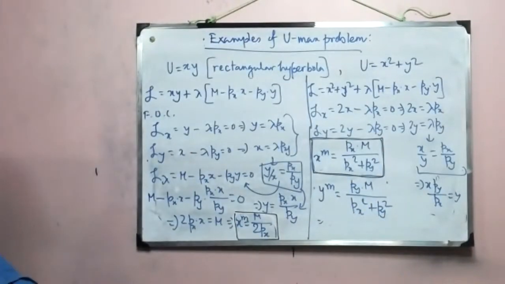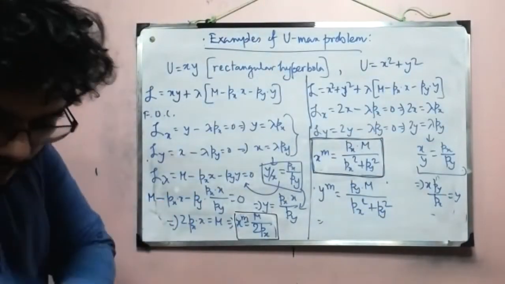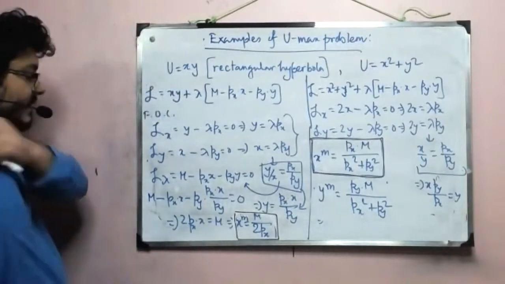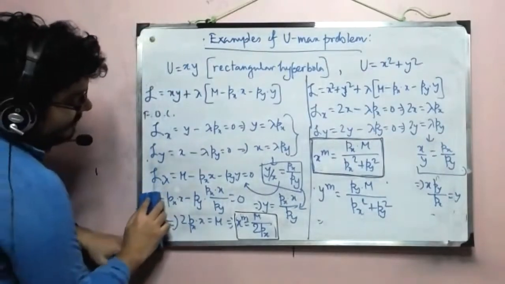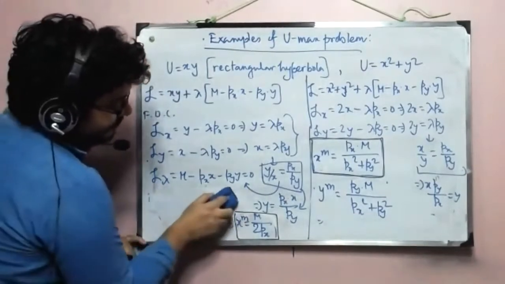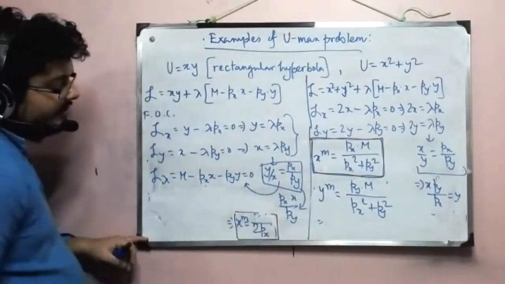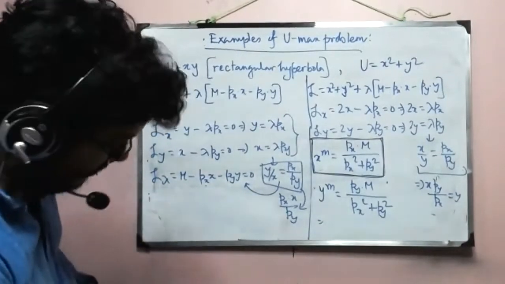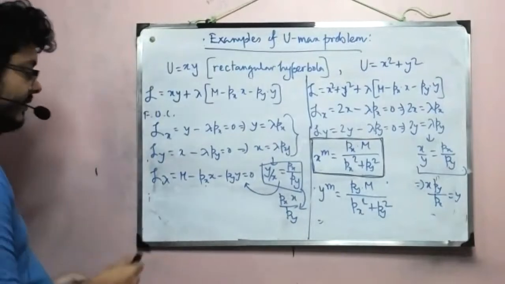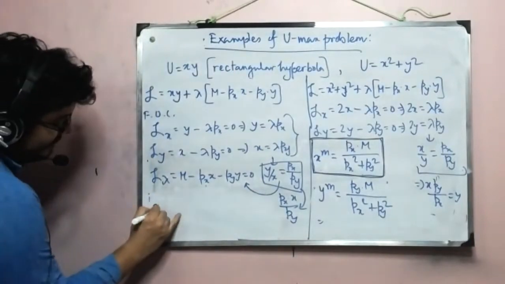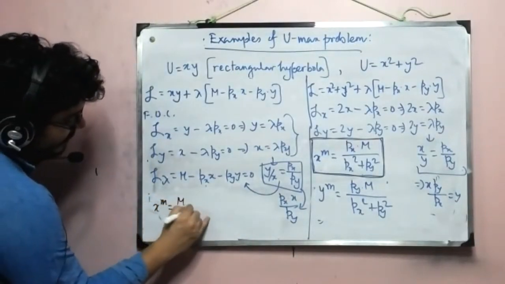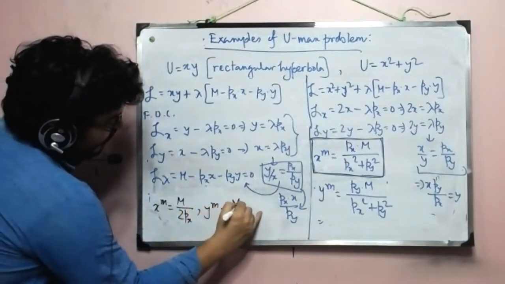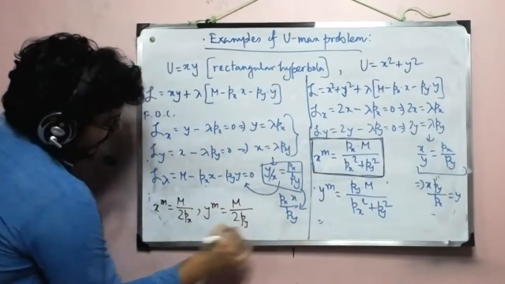Okay. So similarly, if I do this on the u equal to xy problem, and use the idea of symmetry to find the other one, let me write it a bit more clearly. One will be x Marshallian equal to m by 2px, and the other will be ym equal to m by 2py. Okay, now this much is good.